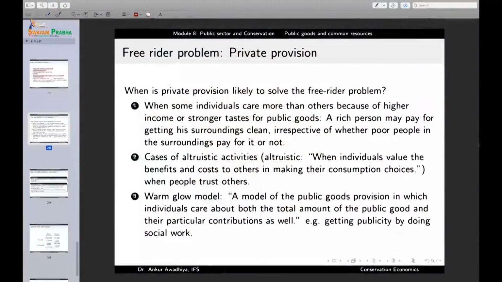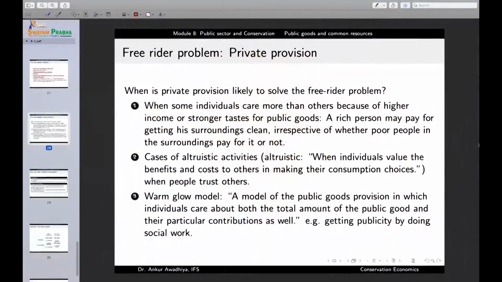This is one case. Another is the case of altruistic activities, when individuals value the benefits and cost to others in making their consumption choices. Example is when people trust others. So, if there is a person who trusts everyone, or if there is a society where everybody trusts everybody, then in that case, the free rider problem will not be there. Because of the trust, because of an ingrained social value, the free rider problem will get solved by itself.